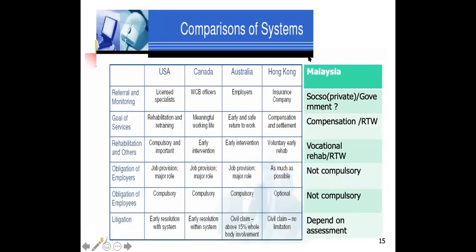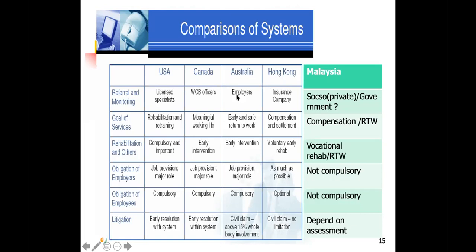So comparison of system, kalau you tengok Malaysia macam di Australia, biasanya dia ada guideline return to work. Employers dia akan rujuk untuk buat rehab. Macam kat Hong Kong, insurance company. Kat Malaysia, SOCSO ataupun government ni. Kalau pekerja government, dia akan rujuk.